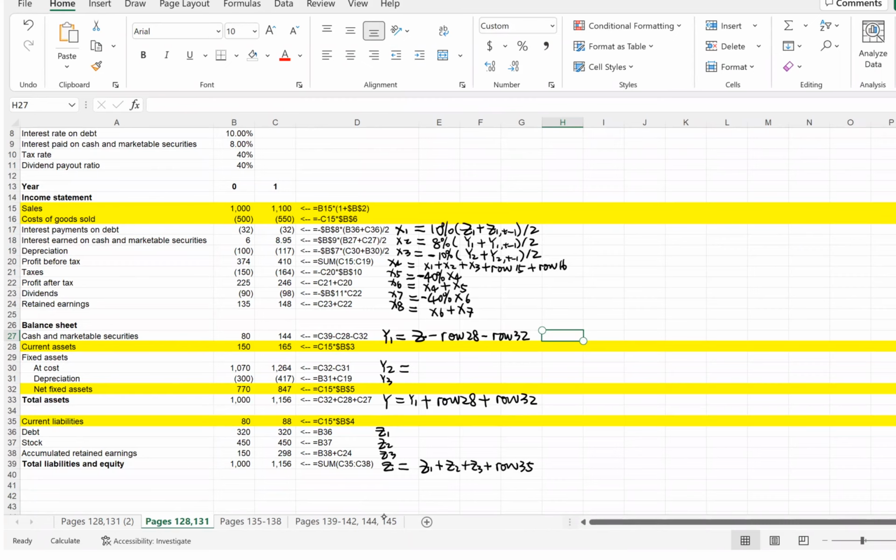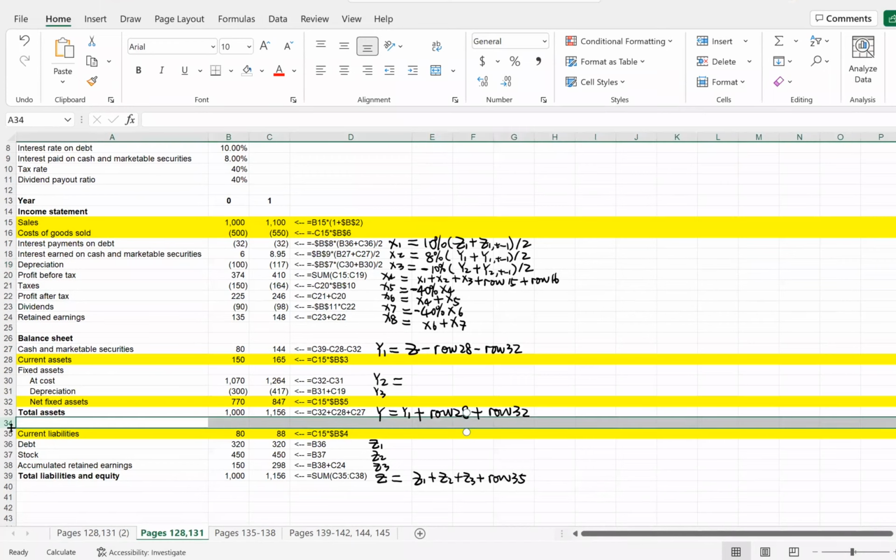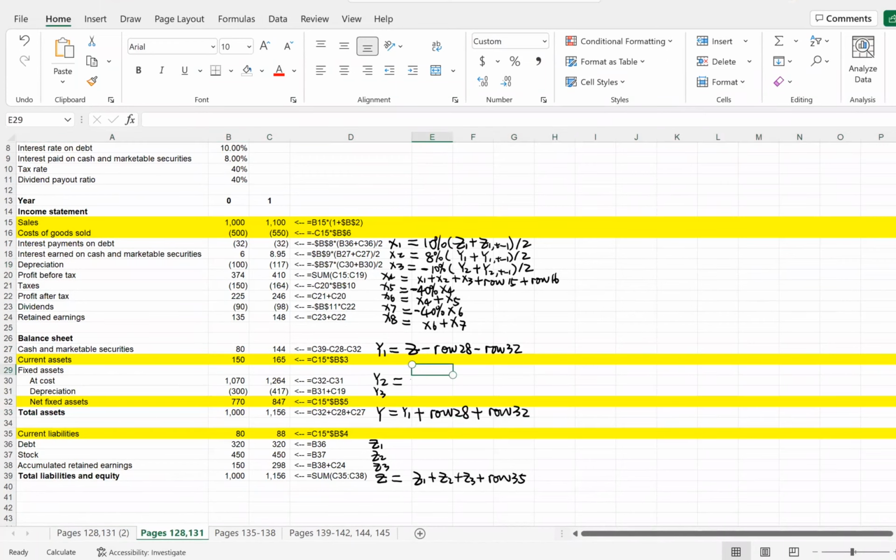X2 equals C32 minus C31. So C32, 32 here is the row. So row 32 minus depreciation, Y3. In here, for depreciation, it equals B31, the previous level, so Y3 T minus 1. Here, this depreciation is accumulated depreciation. So it will include the previous level of the depreciation. And the depreciation here will be the annual depreciation.